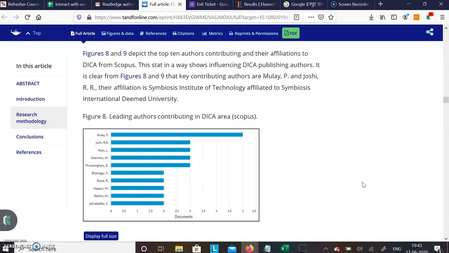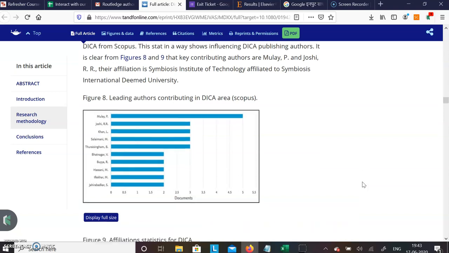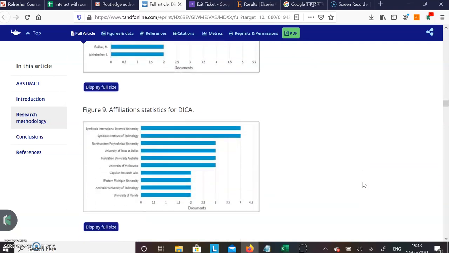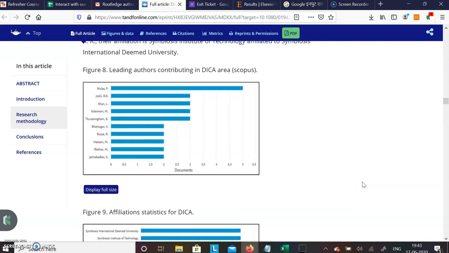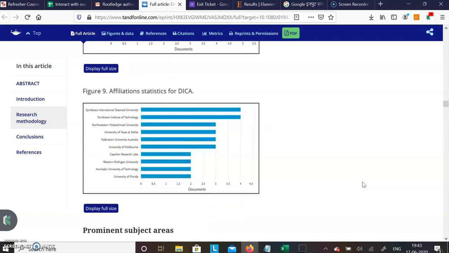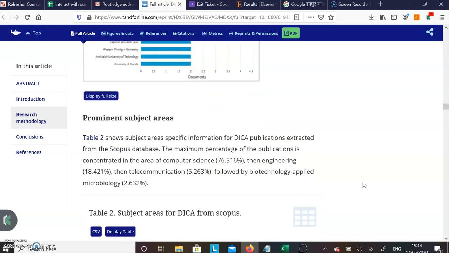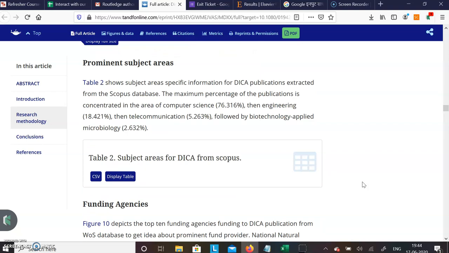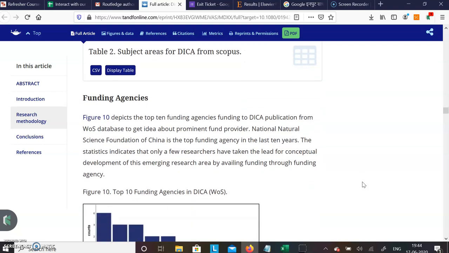You will see my name and Rahul Joshi sir's name as the first two authors contributing in DICA. This is the DICA statistics from Web of Science given in figure 9, but it only shows affiliation details, wherein you will definitely see our Symbiosis International Deemed University's name as the topmost in this area. What are the subject areas predominantly used? Computer science, definitely, followed by telecommunication, followed by biotechnology. These details are given in table 2.